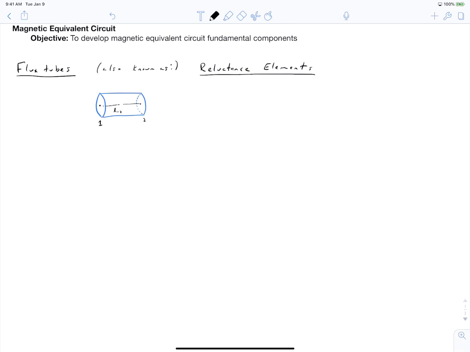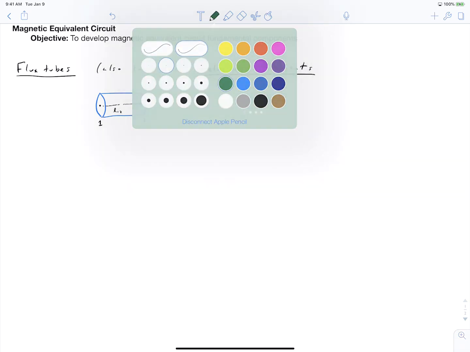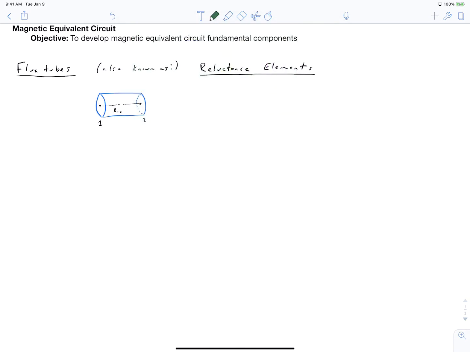which has some length of L03 and has two surfaces, surface 1 and surface 2, which I've labeled, and I've put a dot in the center of these surfaces to indicate a node. This is like a node in an electric equivalent circuit. And as you recall, we developed magnetic equivalent circuits in analogy to electric equivalent circuits, and so we'll be continuing that analogy in today's video. And within this tube, we have field that is flowing. We've got magnetic field that's entering one surface and exiting another surface.